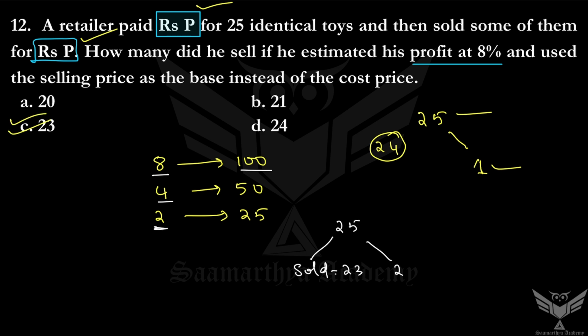That's it. If you have any doubt, just rewind the video and understand. 8% means 8 for 100, 4 for 50, 2 for 25. That much she is keeping with her, because whatever she is keeping with her is the profit. Because whatever the remaining she is selling, it is for the same amount for what she bought. That is P rupees, clearly mentioned.